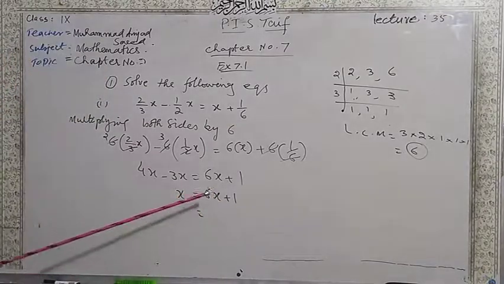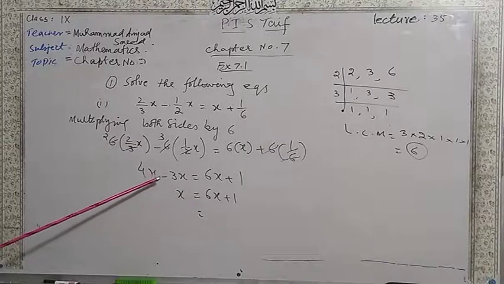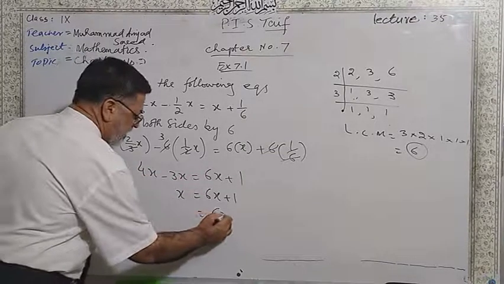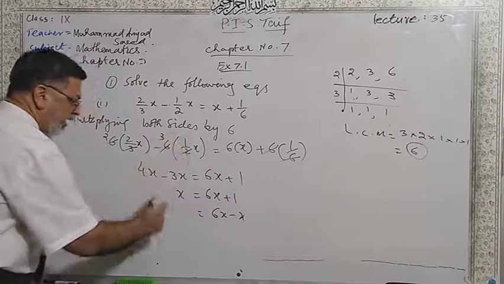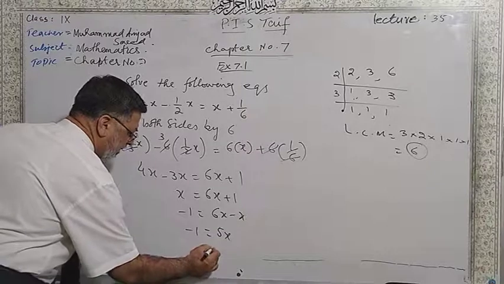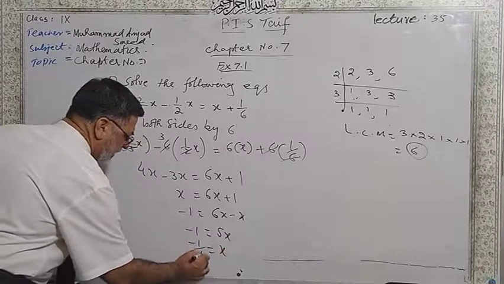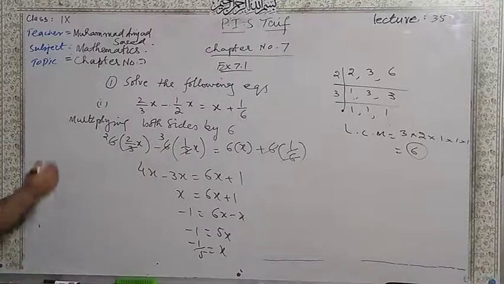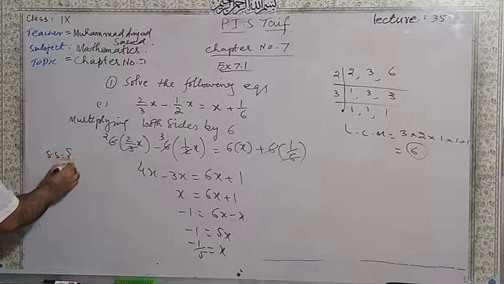6x is the bigger number and positive, so it is better to take the smaller value on the right hand side. So 6x minus x, and 1 can be shifted to the left hand side. It is 5x is equal to minus 1 and x is equal to minus 1 by 5. So x is equal to minus 1 by 5 is your answer. This is your solution set.